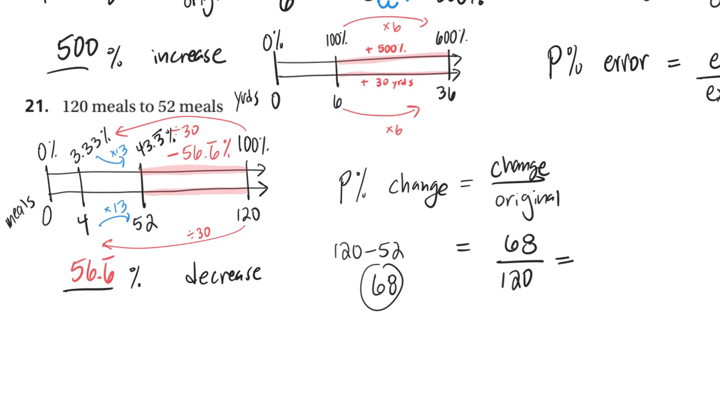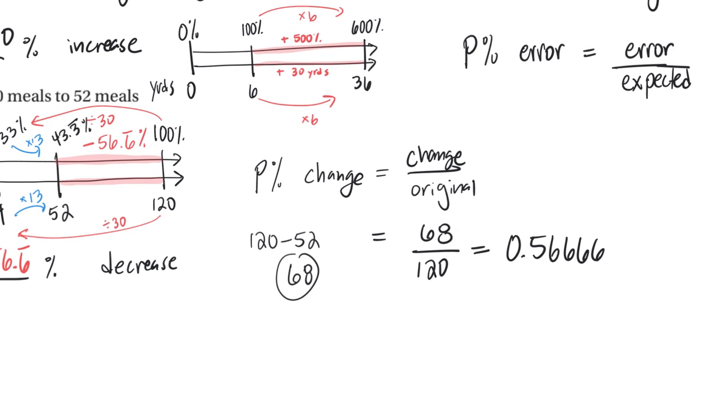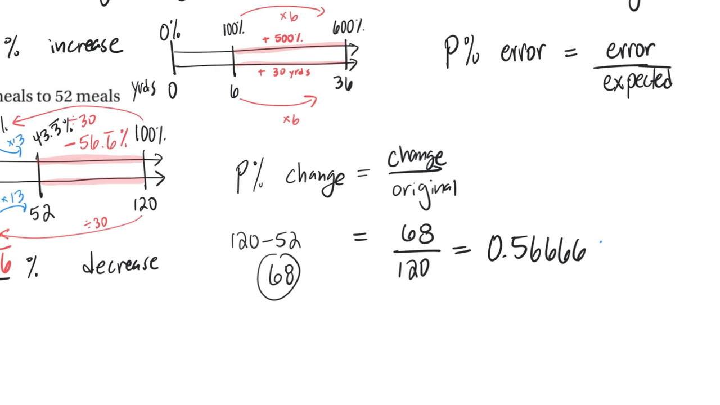So 68 divided by 120 is 0.5666666666666666. Remember, now we want that as a percent because we're looking for the percent of change. So move the decimal place twice. And what do we get? We get the percent of change is 56.6 repeating percent. That is the percent of change.